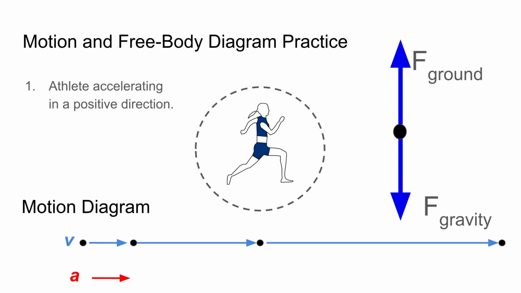in a vertical direction. Now we have the force of the push. This is also known as the applied force. And maybe there's a little bit of air resistance as this athlete is running through the atmosphere or running at a track.